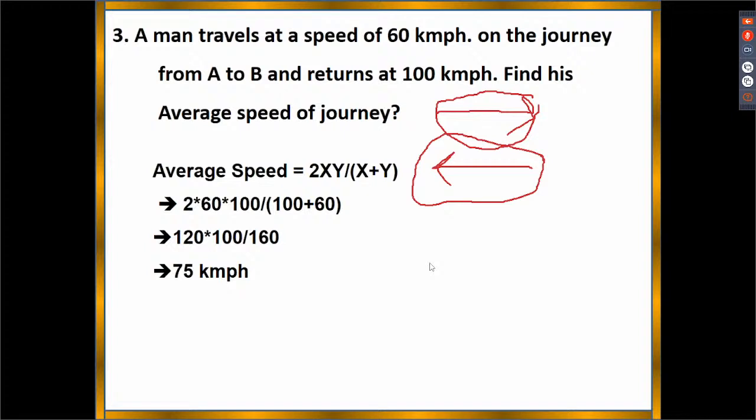Clear? So 2 into 60 into 100 by 100 plus 60. So 120 into 100 by 160. So 75 kilometers per hour.